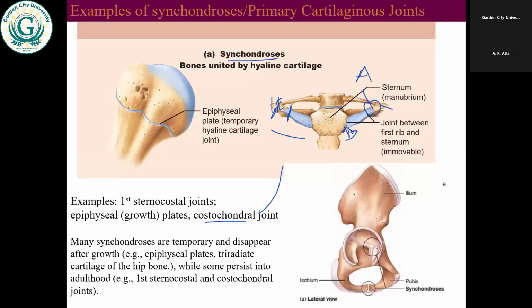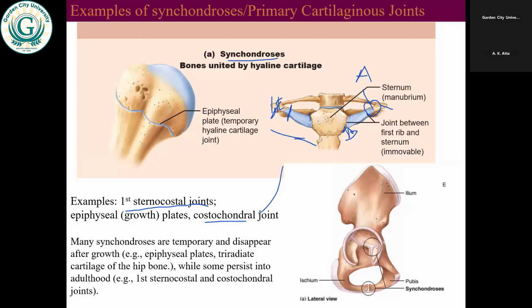And movement doesn't occur there. Just like here too, movement doesn't occur there. Then between the one that I'm showing as B, the sternum and the costal cartilage of the ribs, the first sternocostal joint is a primary cartilaginous joint.